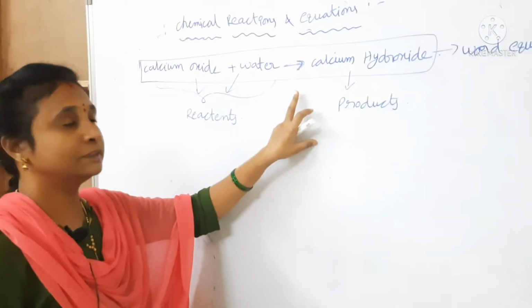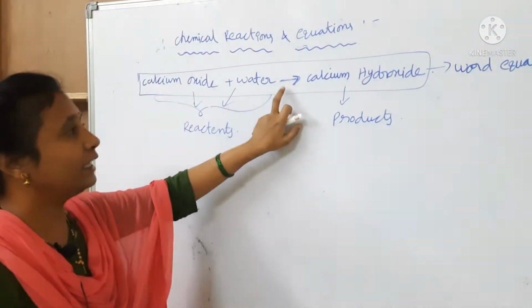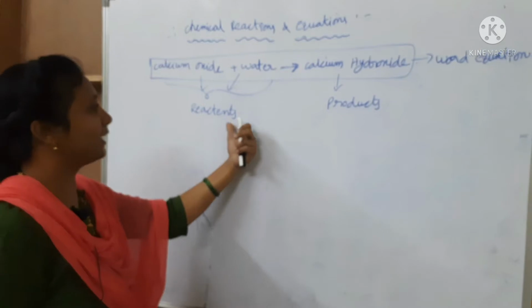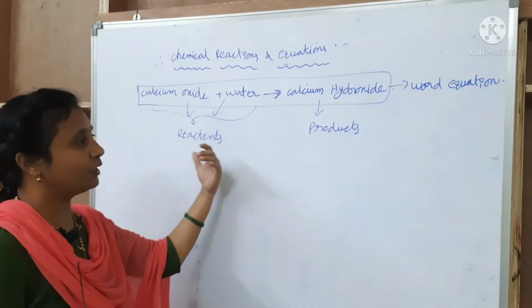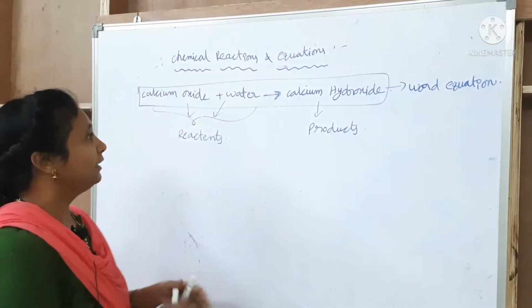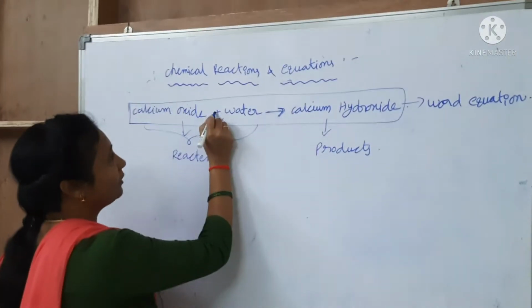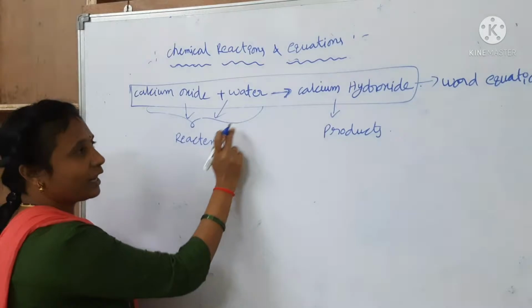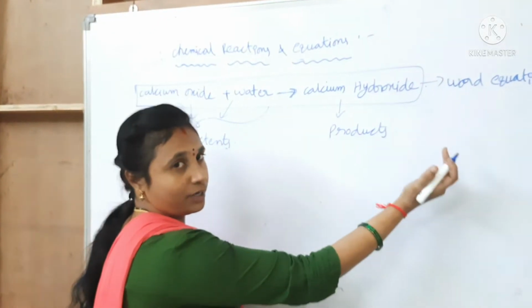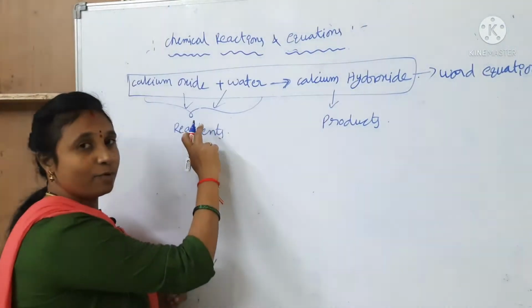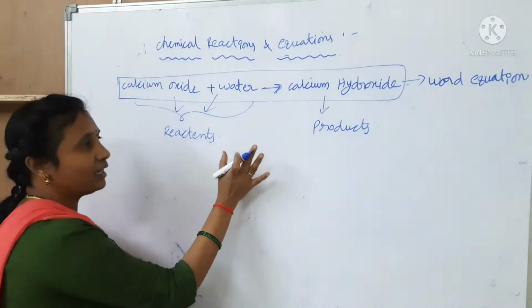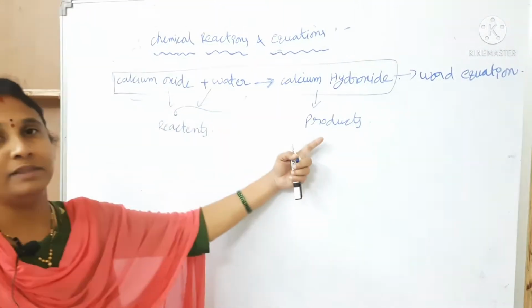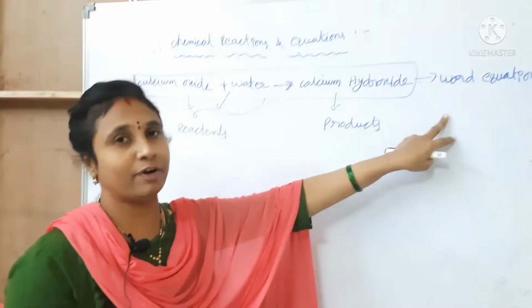Here the arrow mark separates both the reactants and products. The plus sign shows one or more reactants and one or more products. This is about the chemical equation in the word form.